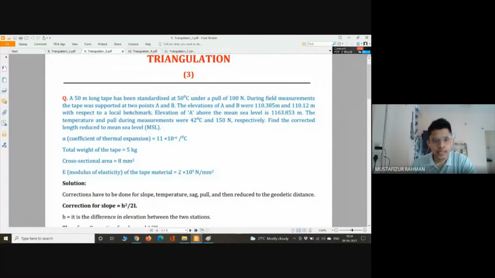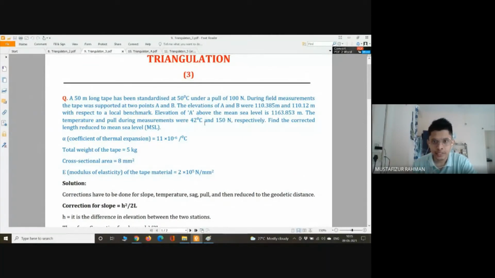During field measurement, the tape was supported between 2 points A and B. So we have done measurements between 2 points A and B. The elevation of A and the elevation of B are given from a local benchmark. Now we have established the local benchmark, and corresponding to that, we have some elevation. So this is not the actual RL from the mean sea level. This is from a local benchmark or a temporary benchmark. Then the elevation of A from mean sea level is given, and the temperature and pull at which the field measurements were done are given.